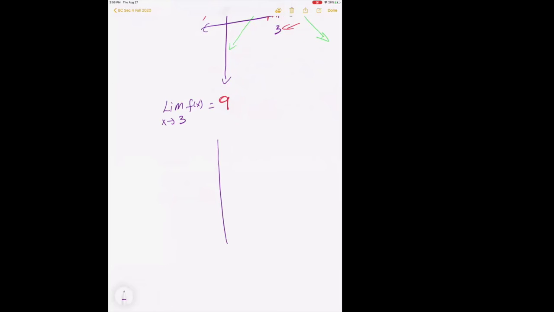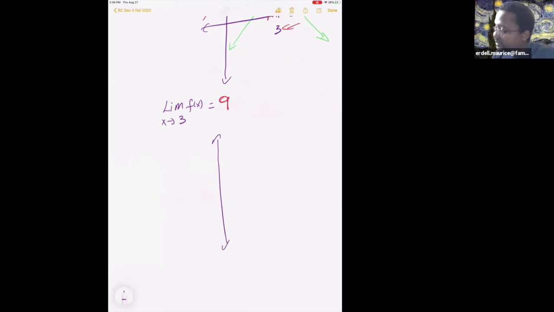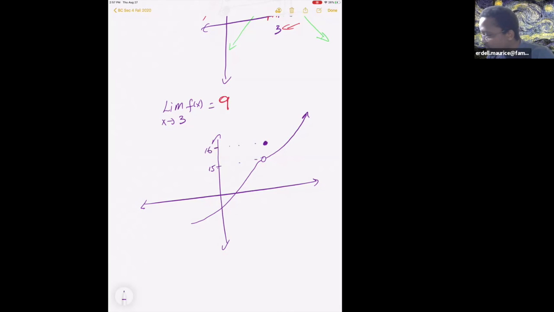So let's say I have a function that looks like this. And the function goes like this. It has an open circle. And you remember what an open and a closed circle means, right? Closed circle, and then it goes like this. The open circle refers to the value 15. The closed circle refers to the value 16. And both of these are at x equals 2.